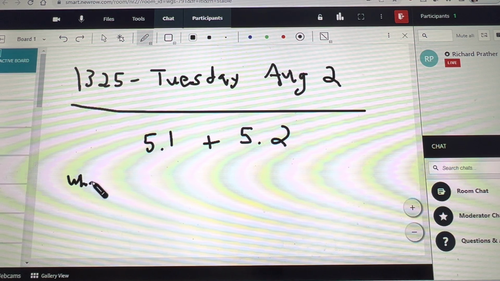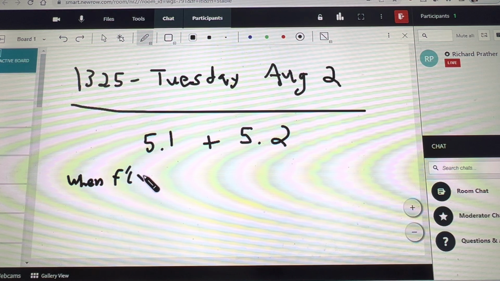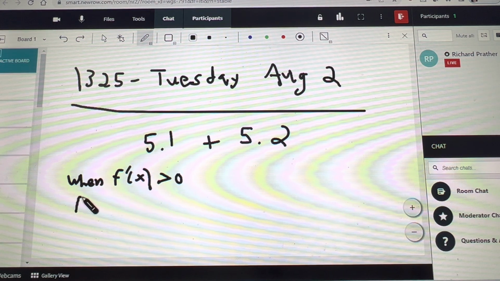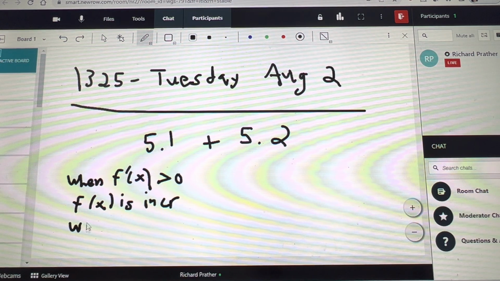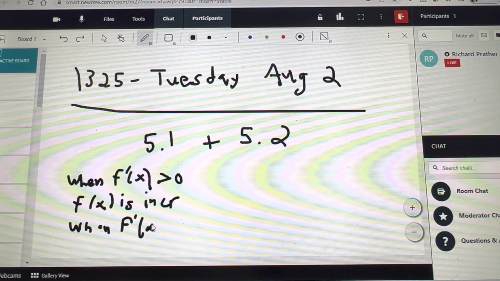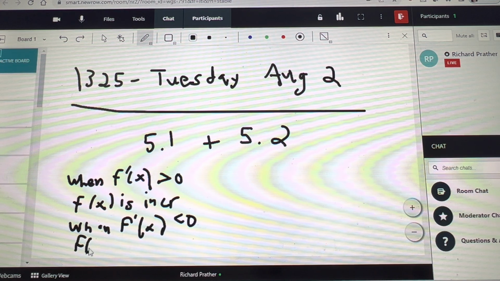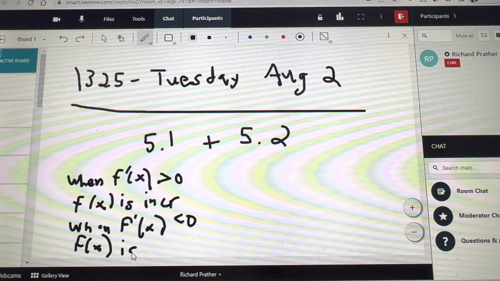when the derivative is positive, the original function is increasing. When a derivative is negative, less than 0, the original function is decreasing. That's what the derivative tells us, because a derivative measures the slope of a tangent line at any one spot.